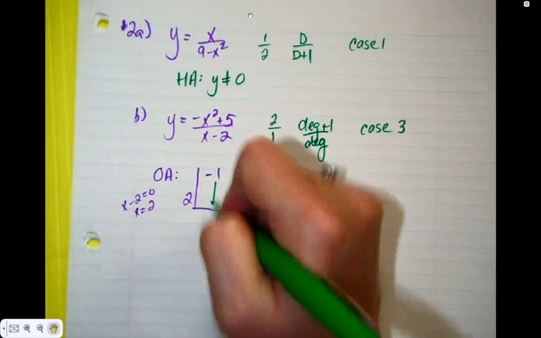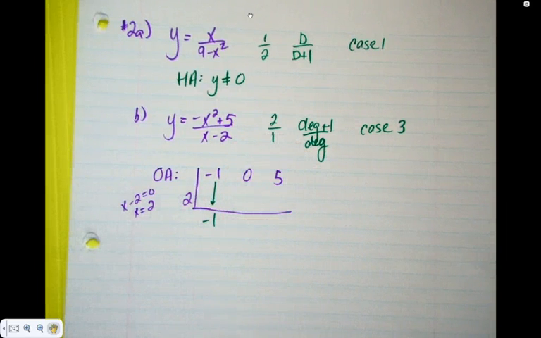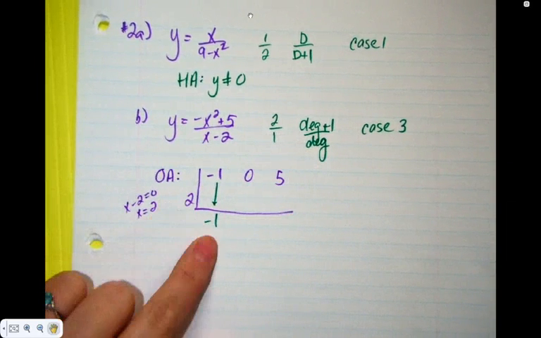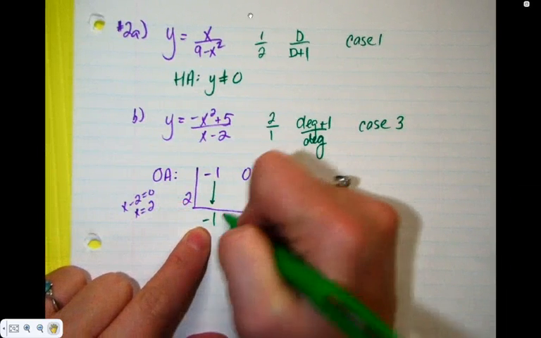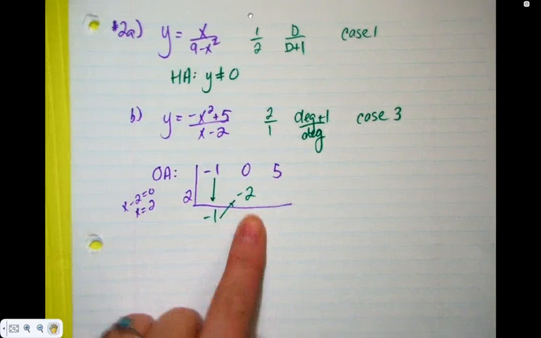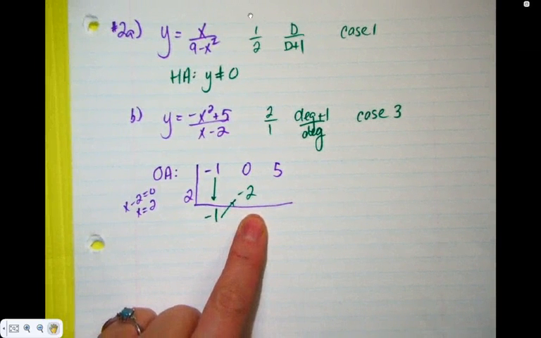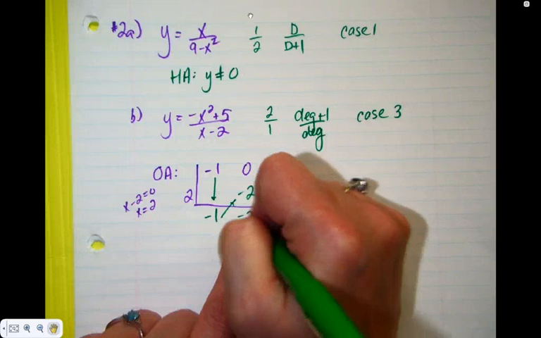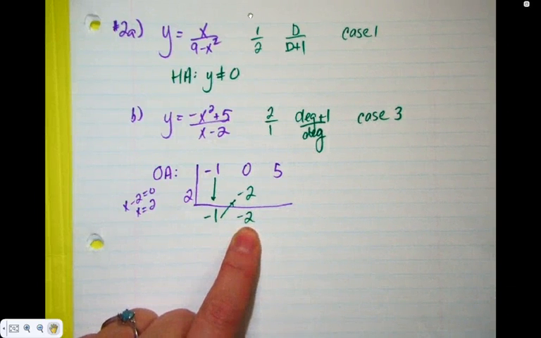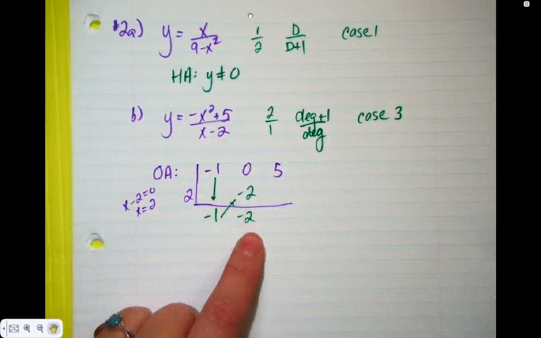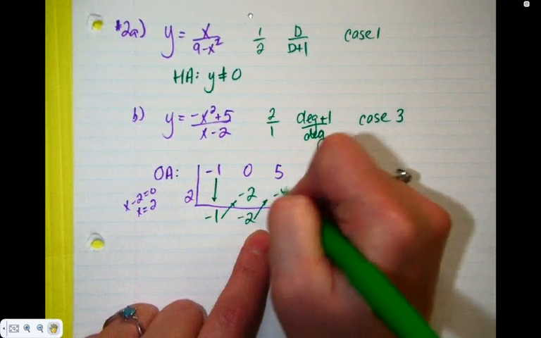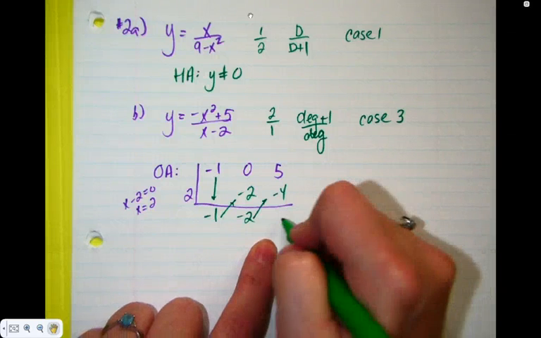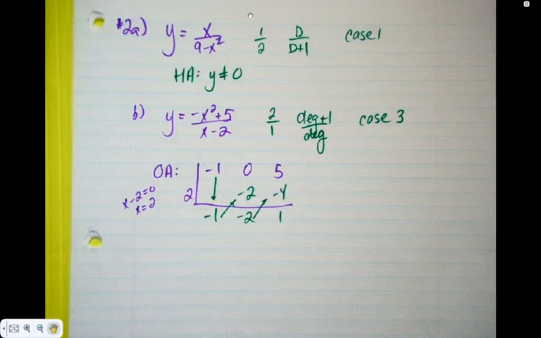The first number I'm going to drop straight down. Then I'm going to multiply by the guy on the outside, and I'm going to put him in the next column. So what's 2 times negative 1? Then I'm going to add vertically. What's 0 plus negative 2? Then I'm going to repeat the same process. I'm going to multiply by the guy on the outside and write him in the next column. So 2 times negative 2. And I'm going to add vertically. You with me so far?